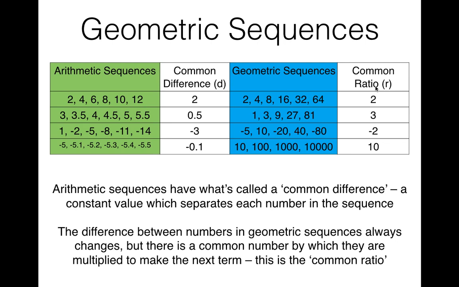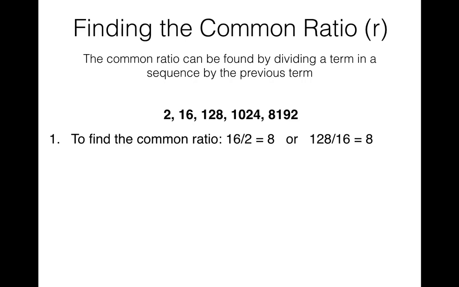So be careful when we talk about geometric sequences, we're no longer looking at the common difference because there is no common difference. The difference between these two values is different to the difference between these two values. There's no common difference, but there is a common ratio, the number that you multiply by.